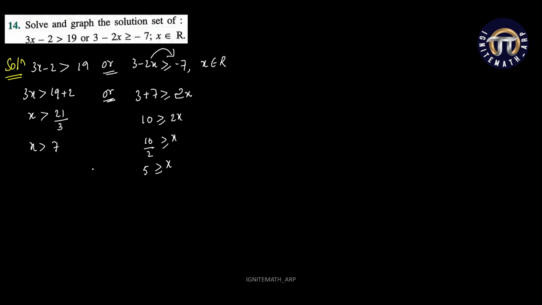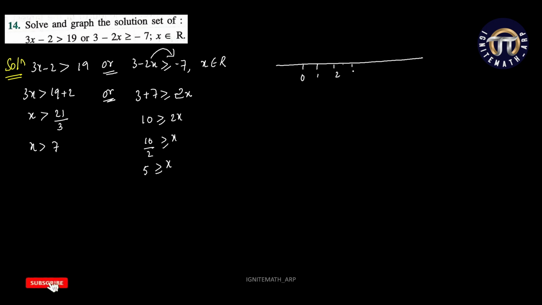Right. So how should I write the number line now? Pay attention, children. So I will write the number line. Look at this. What is the condition here? X is greater than 7. Okay. So I will just write 0 over here.